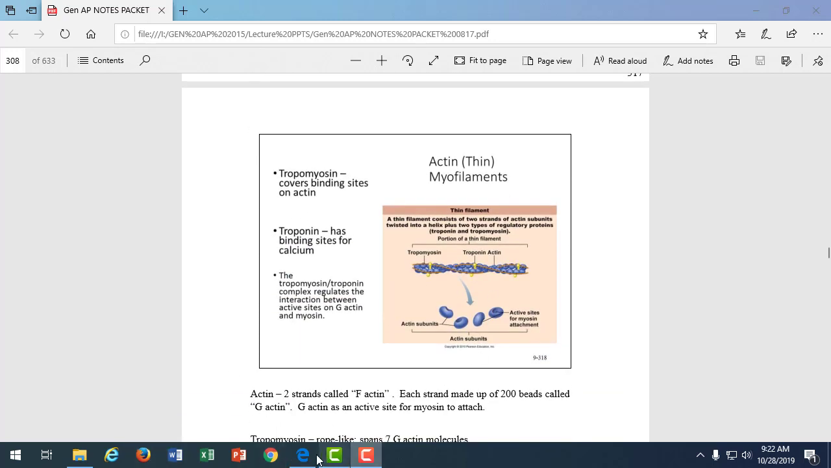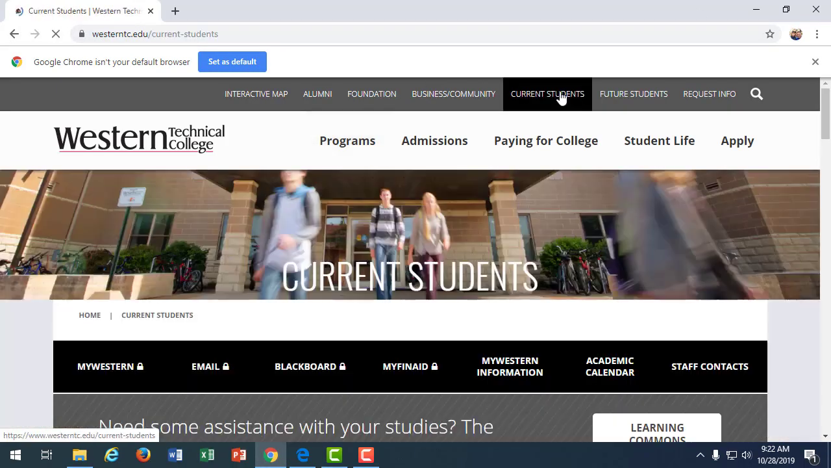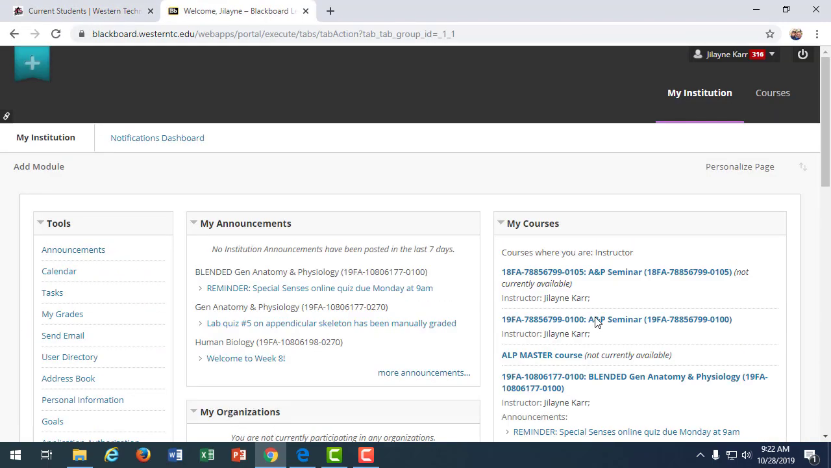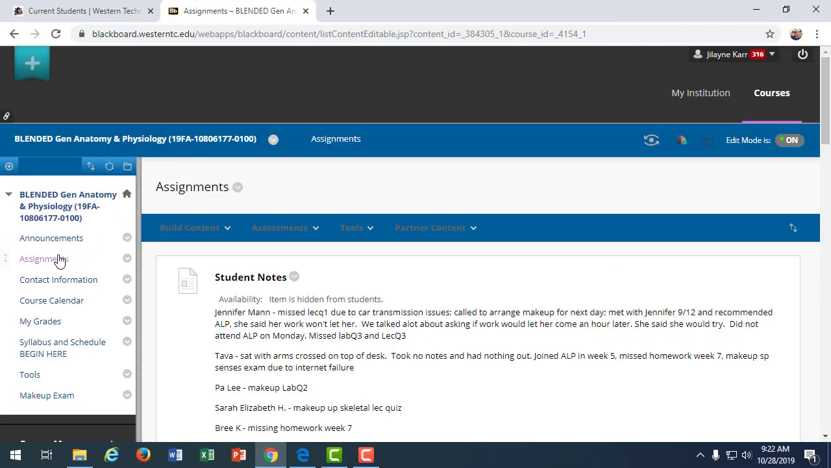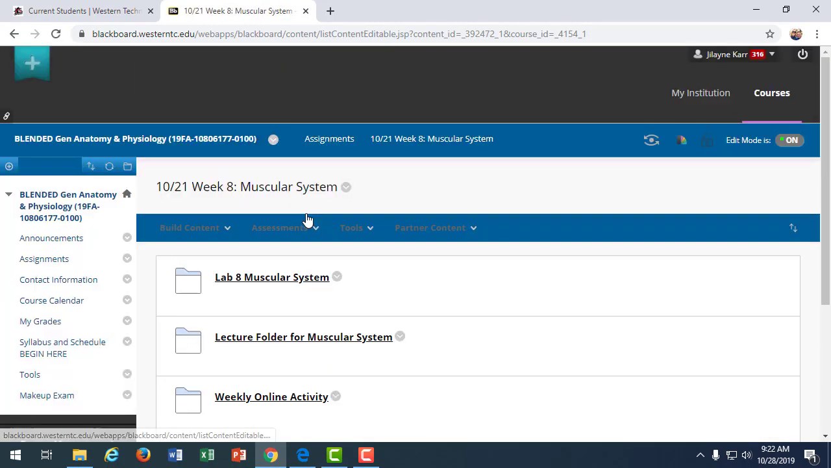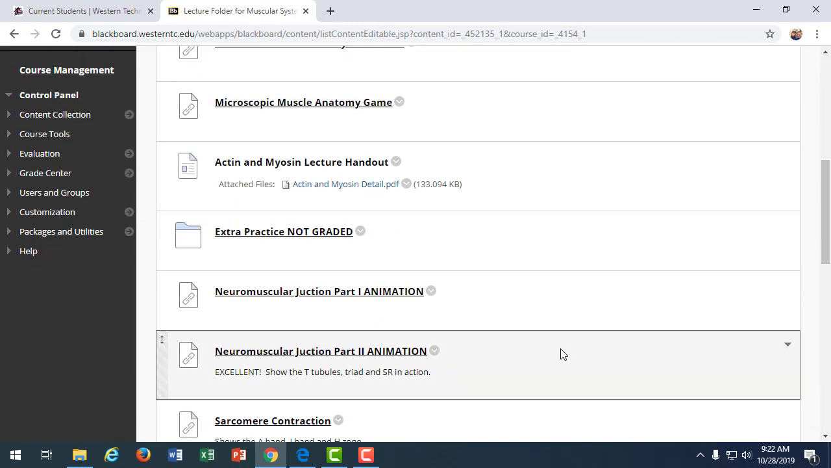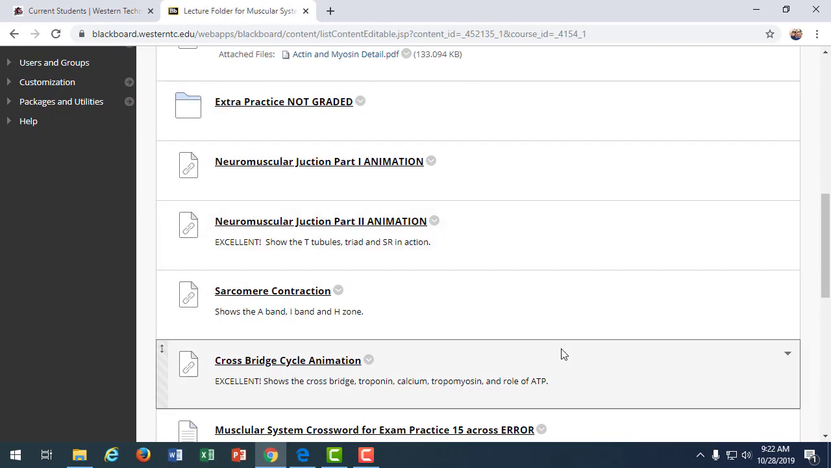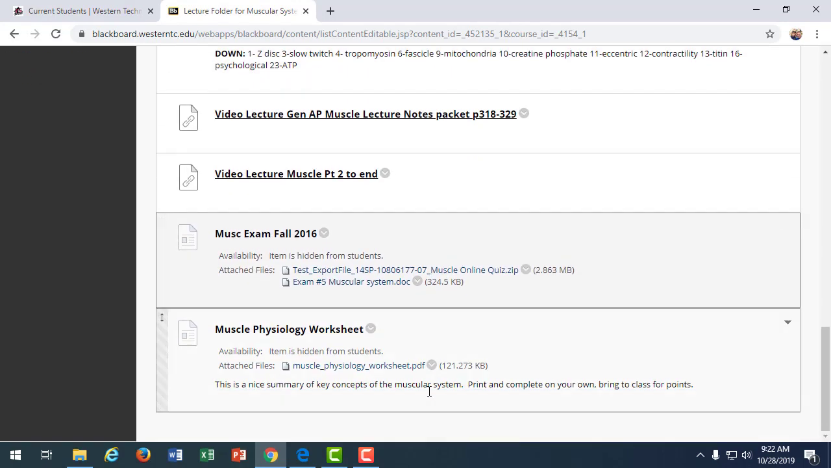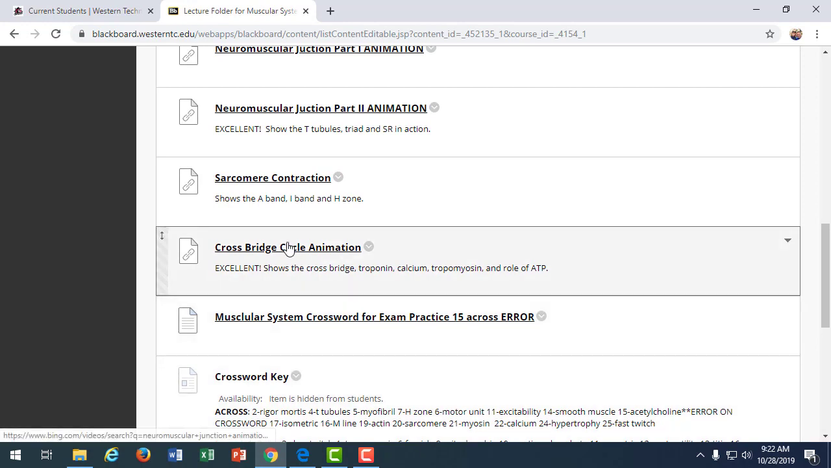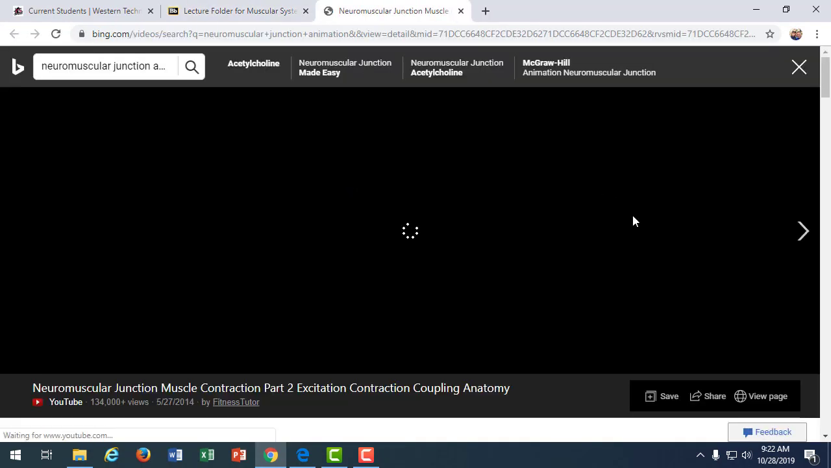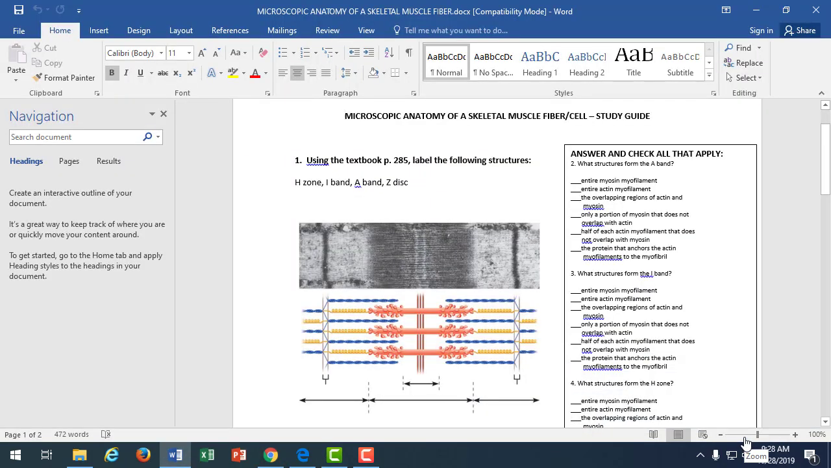So let's go to our animation, which is in our Blackboard folder. Lecture folder, and we're looking at, gotta find the right one. There's a lot of really good ones out there. This one here. So this worksheet, I'm not sure if this page number is accurate anymore. You might need to look around to find this actual picture in the latest edition of our textbook.